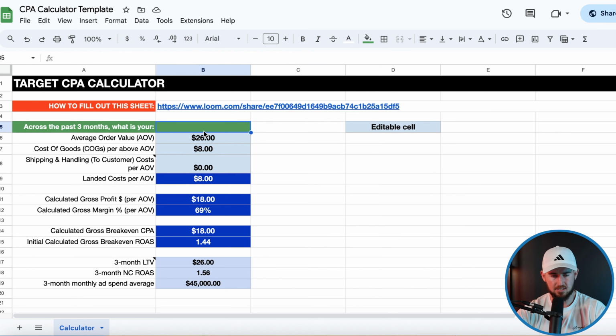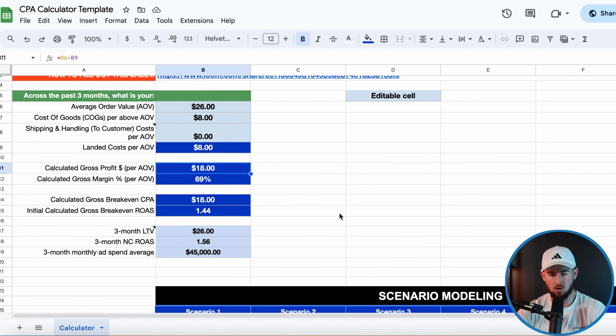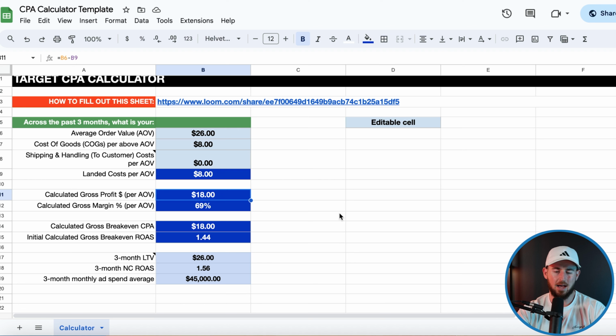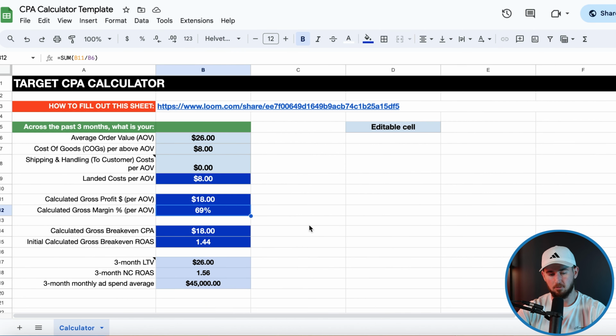Now, what you'll do here is type in your AOV, for example, $26. This is from a recent sales call. So $26 AOV with $8 cost of goods, roughly a 69% margin, so about $18 of profit per order. Keep in mind, you can also add in things like refund rates and the percentage of each transaction from processing fees. But typically what I find is that if you have around a 70% gross margin or better, those won't make a huge chunk of a difference to your performance.